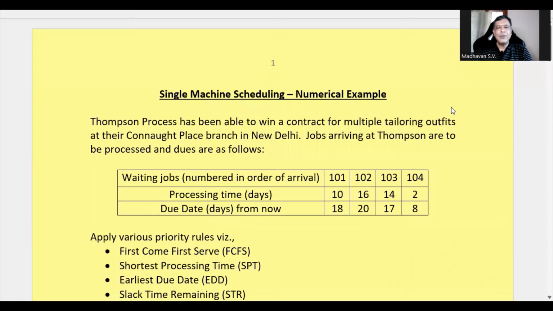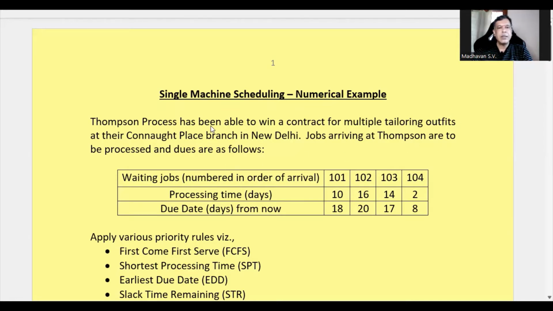In this video, we will understand single mission scheduling with a numerical example. Single mission scheduling is a part of production planning and control, which comes under operations management. So there is a question here.